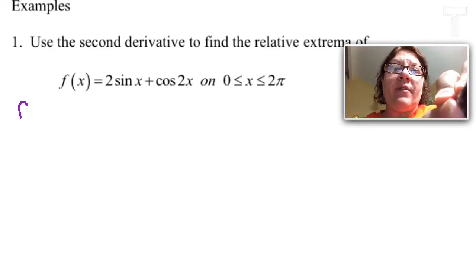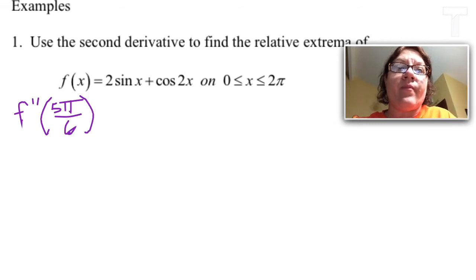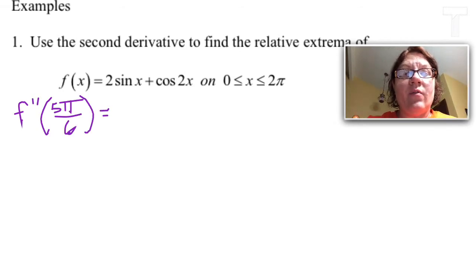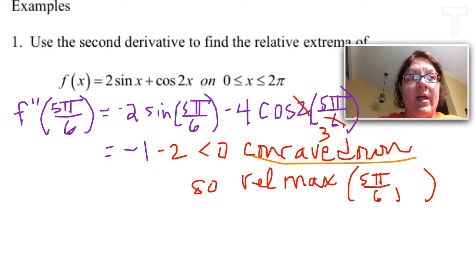And last but definitely not least, I need to test 5 pi over 6. See if you can get the value. Pause the video. Did you figure out that it was negative? And since it's negative, then at that spot, I'm concave down, which means that critical point has to be a relative max. And of course, I could find the y value if I plug back into the original. Yay!